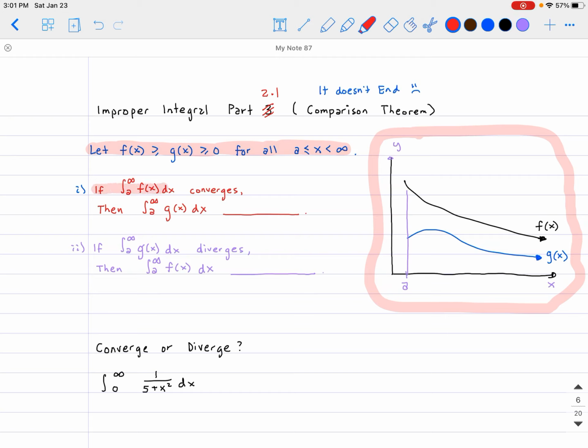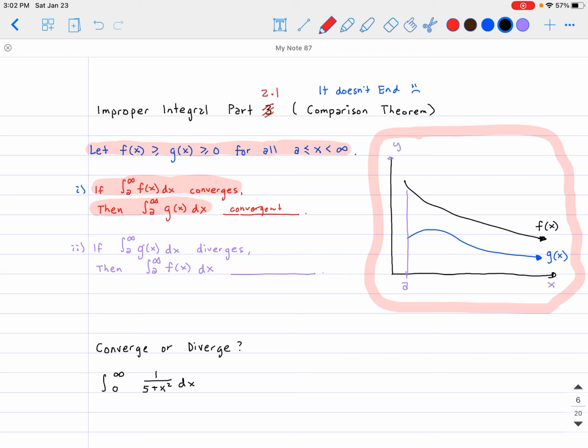If the upper function is convergent for the area under the curve, then the conclusion about what is underneath, which is g of x for the same boundary, is that this is also going to converge. So let me sneak that in right there. This is going to be convergent as well. The reason is, if you have an area under the curve that is always bigger than the one that's below, and the one that's above is convergent, then the one below it has to be convergent as well.